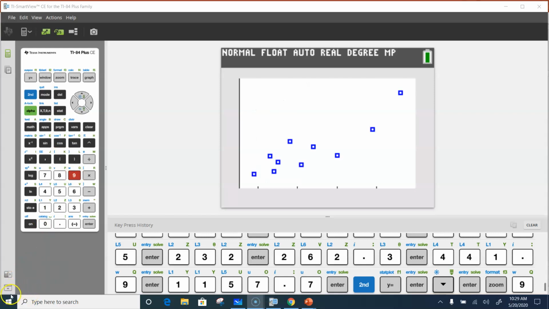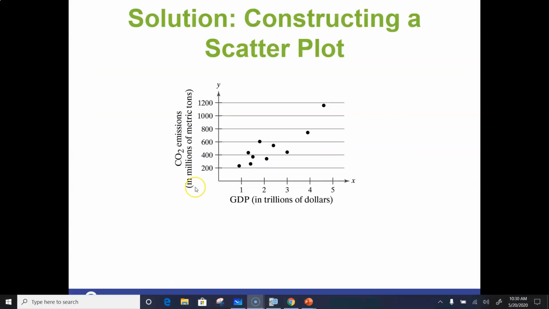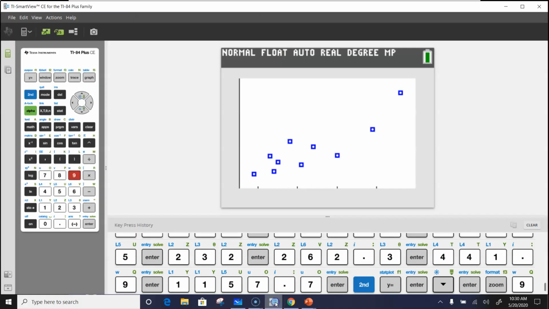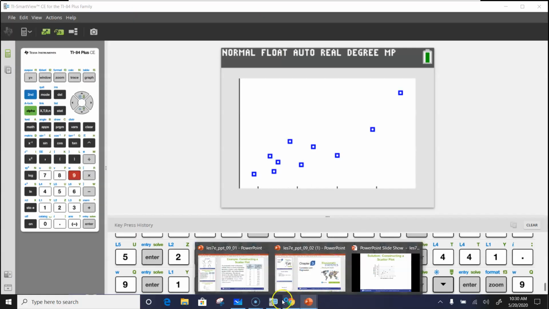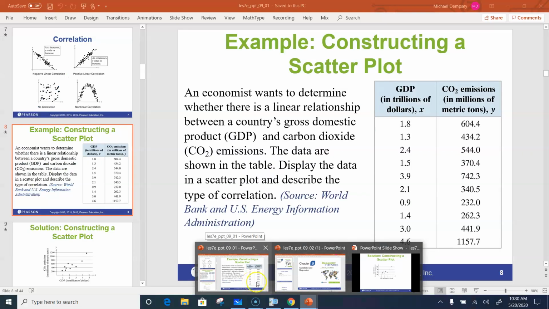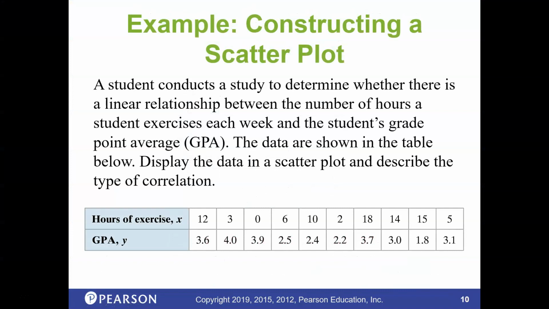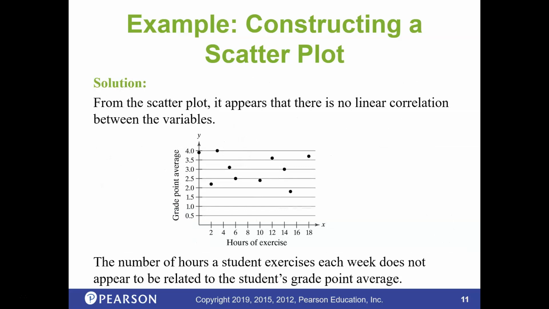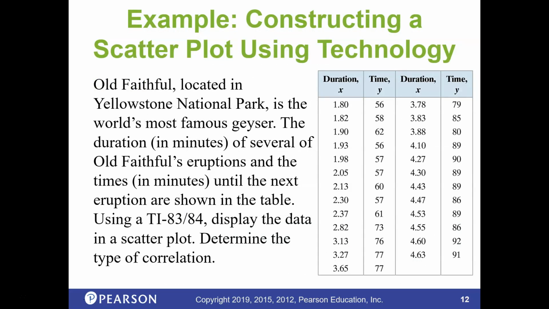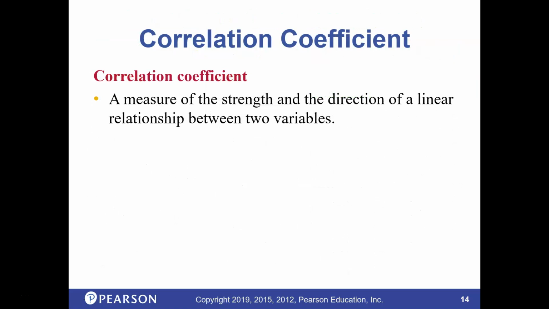So we can see our scatter plot here. Let's take a look at the lecture slides and see what the scatter plot looks like. So we see the same features here that we saw on our calculator. We can toggle back and forth to the calculator screen. What we can see here is we have a strong positive linear correlation between those two variables. Okay, and we could do the same thing here. Hours of exercise, GPA, construct that scatter plot. It's the same steps, and this is walking you through what I just showed you. Okay, the correlation coefficient. Let me show you how we go about calculating that.